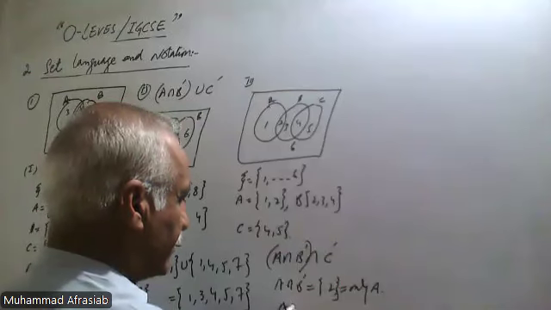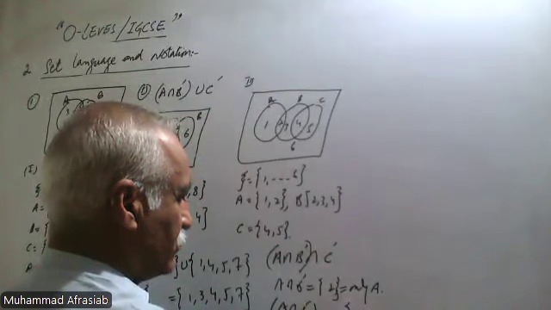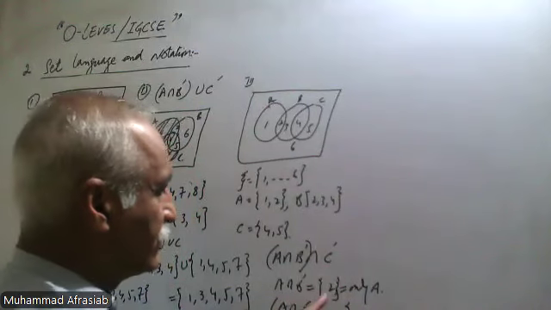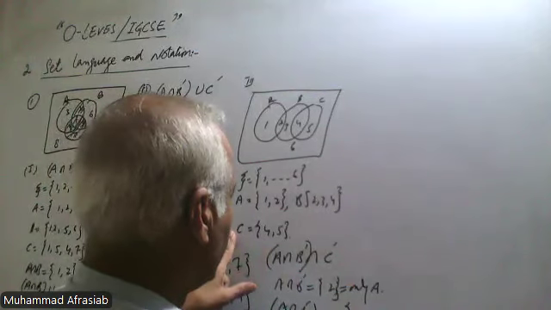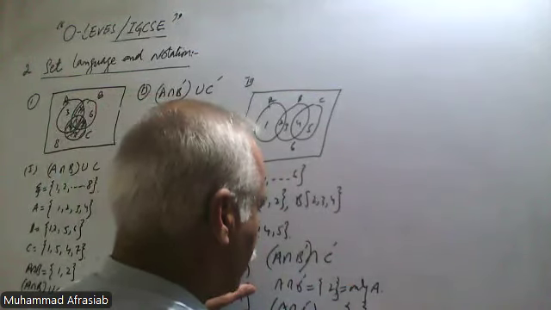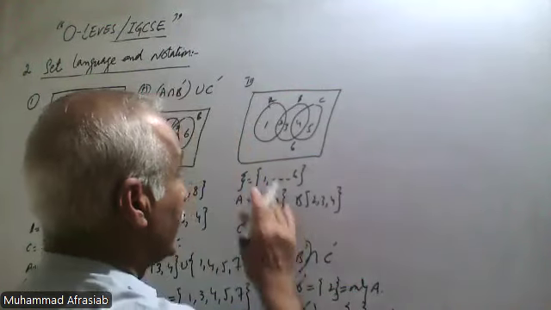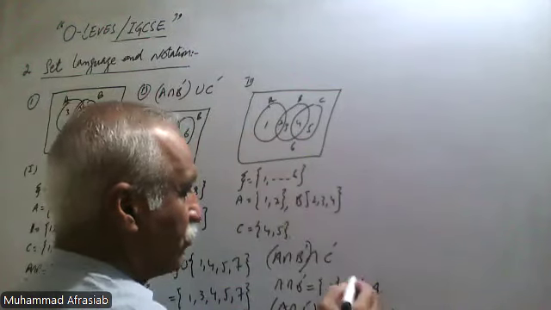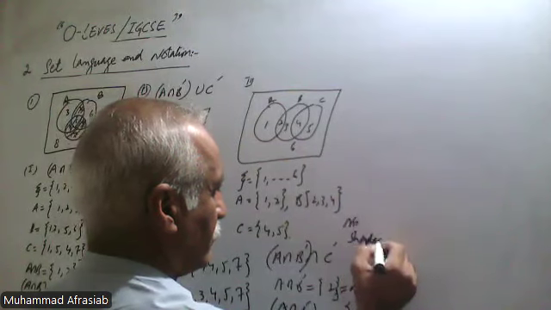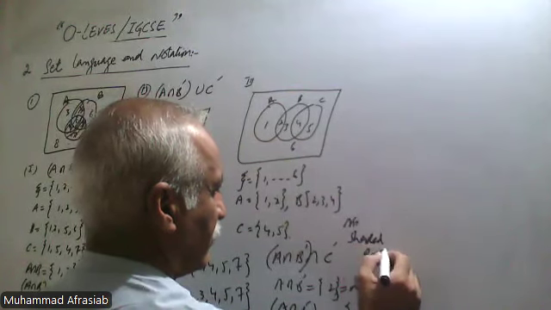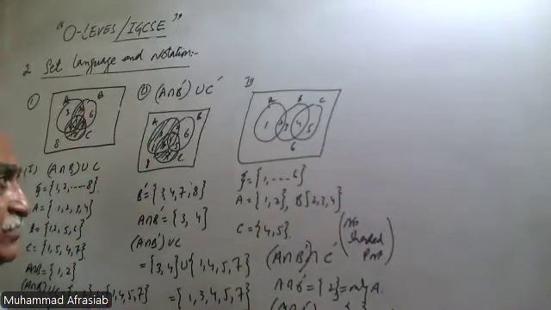Now A intersection B complement intersection C is equal to: this 1 is going to be intersected with C, which is 4 and 5. So there is nothing common between these two, or it is the null set. So nothing is shaded in this part. No shaded part is there for this required figure. So everything will be empty in this portion.